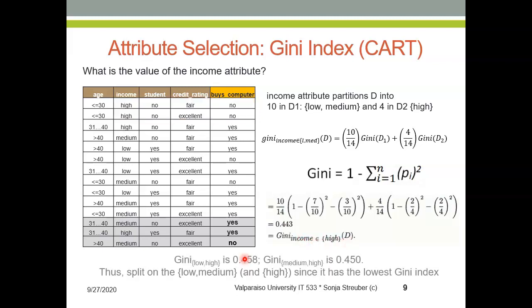We perform the same calculations for the constellation of low and high and for medium and high. And we find that our Gini index for low and high is 0.458, and our Gini index for medium and high is 0.450. This means, since we strive for our Gini index to be as small as possible, that our split on low, medium, and high has an optimal Gini index of 0.443, because that is the smallest number. It's smaller than 0.458, and it is smaller than 0.450.